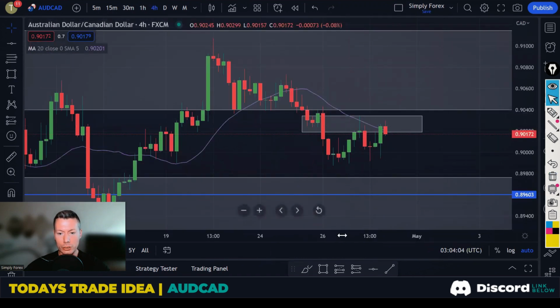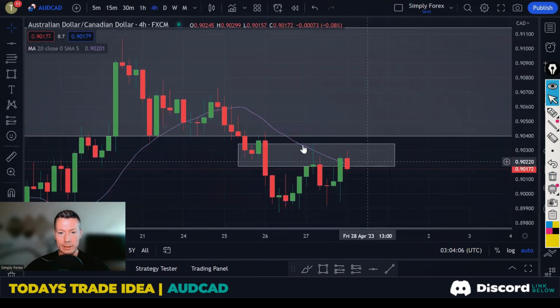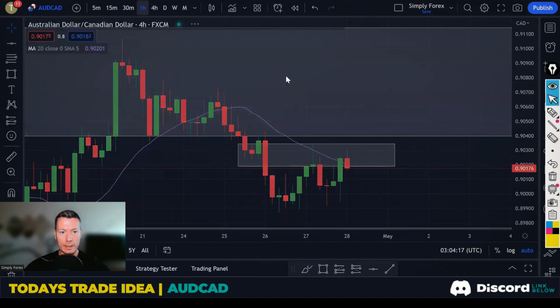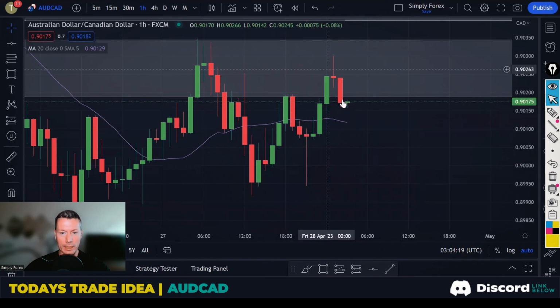Maybe this becomes an H4 play, because in the H4 we haven't broken structure. Yeah, we are still in a downtrend. Until these highs are broken, we're in a downtrend. All right, so let's see what the H1 and the H4 do.